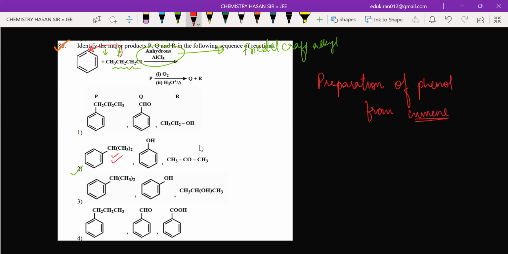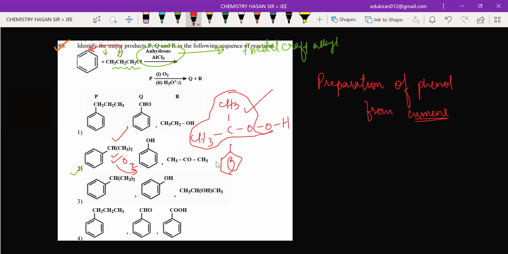Yes, sir. So you are going to treat this with O2. What will happen? This is the scenario. See, CH3 twice, and between C and OH, there will be like this. And after treating with hydrolysis, what will happen? This part will be converted into ketone, and this OH will be coming here, and it becomes phenol. Is that clear?